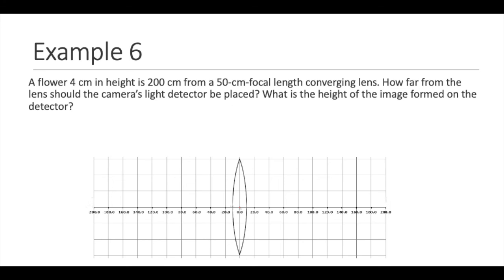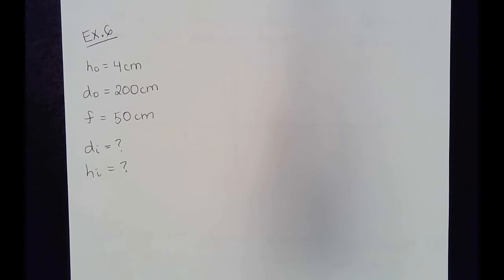Example 6, a flower 4 centimeters in height is 200 centimeters from a 50 centimeter focal length converging lens. How far from the lens should the camera's light detector be placed? What is the height of the image formed on the detector? Okay, let's calculate this first and then we'll draw a ray diagram.